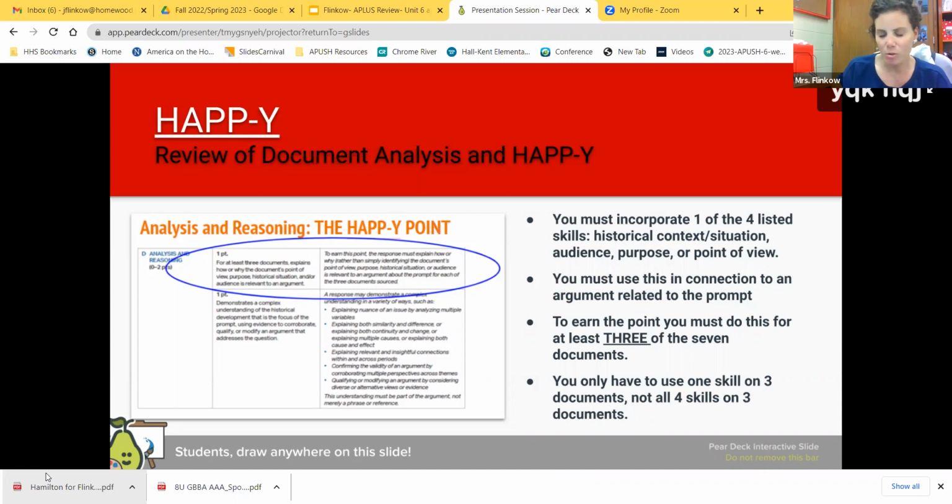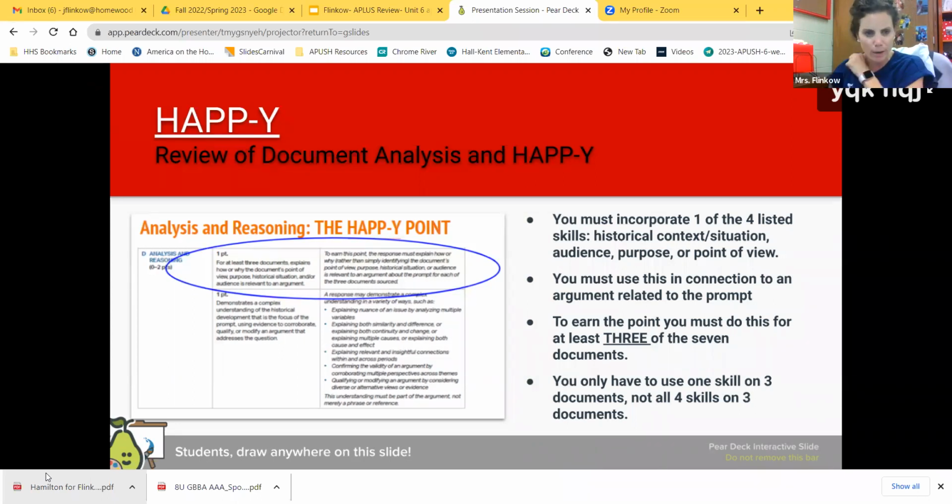Okay. So guys, if you are doing a DBQ, let's think about this. If you get contextualization, thesis, description of the document, HAPP of the document, and then outside evidence, that's a 5 out of 7, and that is a fabulous score. Okay, so just think about that as you're thinking about documents.